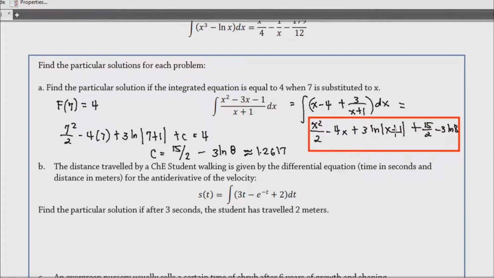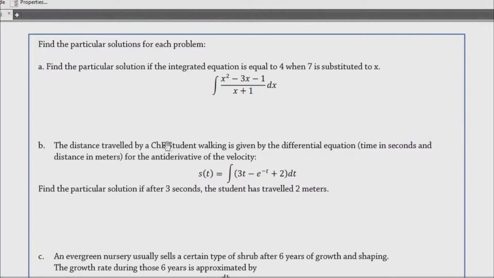So yun lang yung pwedeng magpa-determine sa atin. So I think that's all for this problem. Let's have naman yung ating second one. Now for B, sabi dito, the distance traveled by a sage student walking is given by the differential equation.